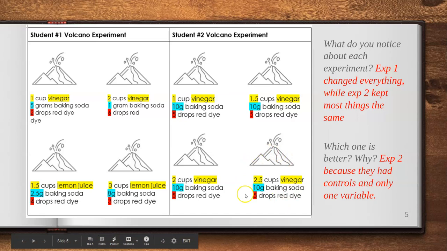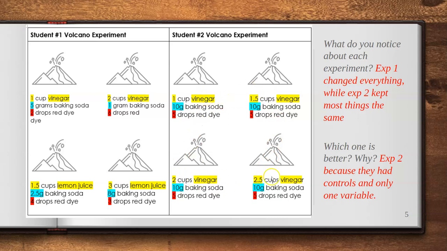makes the biggest reaction, we know it's because of the more vinegar. Okay, but over here, if we, let's say we have this one with the lemon juice and this one with the vinegar, both have about the same reaction. We don't know if it's because of lemon juice, because this one has more baking soda, because this one has more dye. We don't know why a certain explosion or reaction would be bigger or smaller because they've changed everything. Okay, but here we've only changed one thing, so we know exactly why.